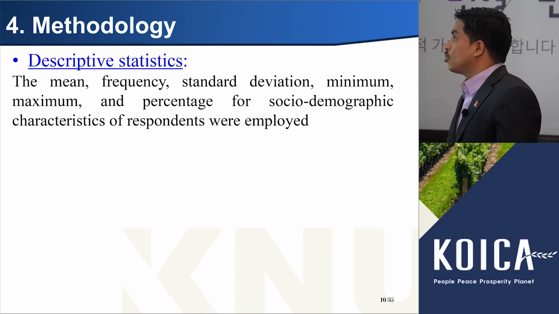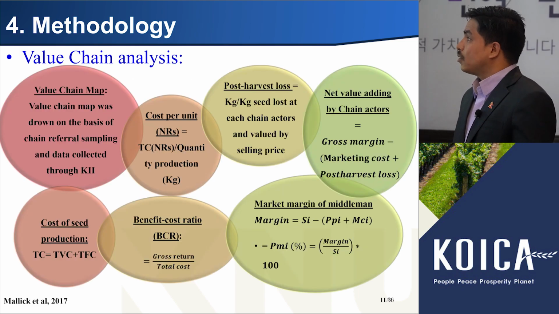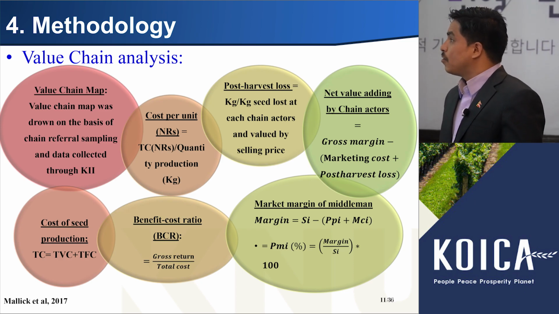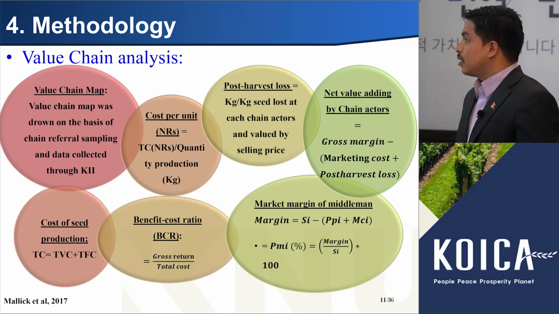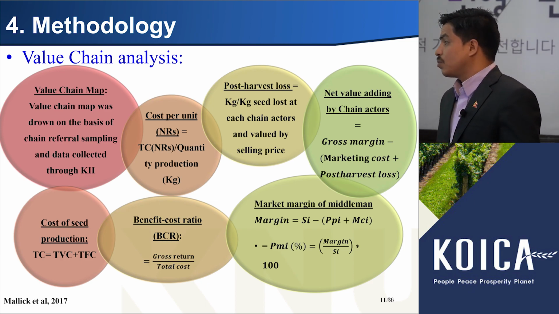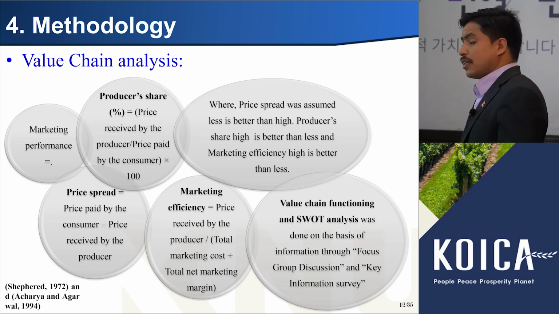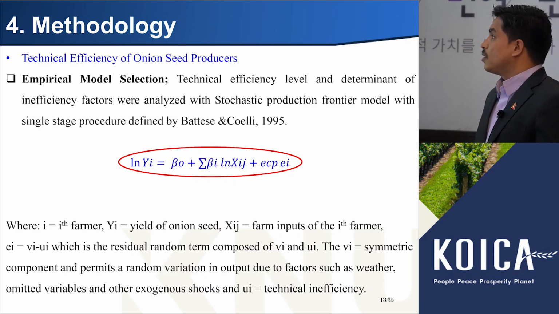Methodology: descriptive analysis I used to find out the mean, frequency, standard deviation, minimum, maximum and percentage for socio-demographic characters. For the value chain analysis, I found the value chain map through chain referral sampling and data collected through KII. And cost per unit, post harvest loss, net value added by chain actors, market margin, benefit cost ratio, and cost of seed producer by these procedures. I also found the marketing performance through producer share, price spread, marketing efficiency and value chain functioning and SWOT analysis. The technical efficiency of onion seed was also found out.